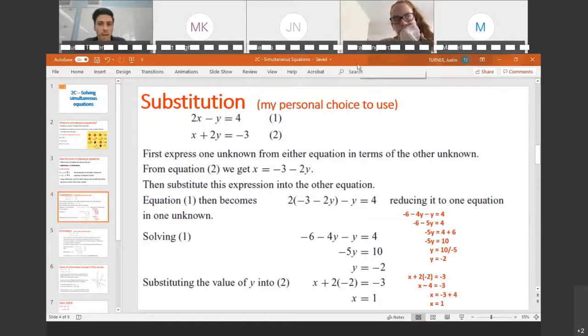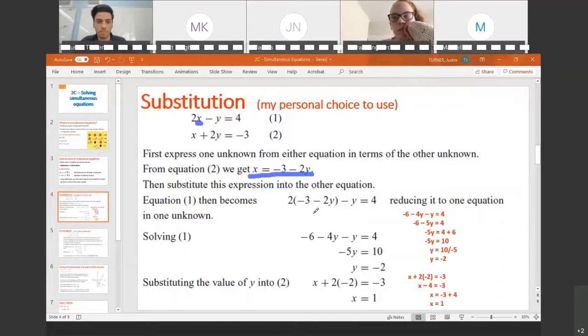Now that you've done that, you'll notice in this equation here, you've got an x there. And because they're the same x, you can substitute this into that equation. So you can see here, instead of writing 2 times x, we've just written that whole thing out. So we've just said x is equal to -3 minus 2y, and we've just plugged it in there.